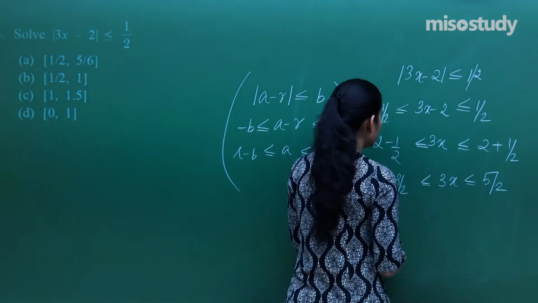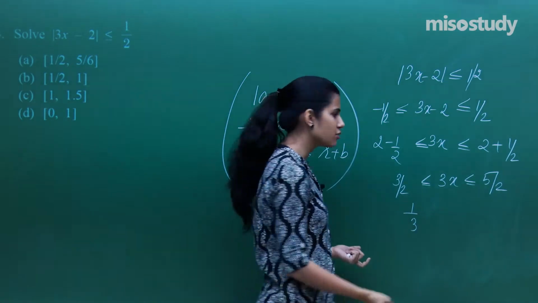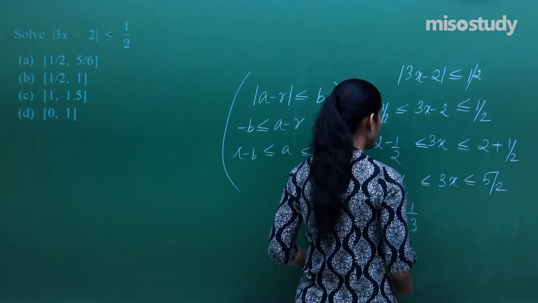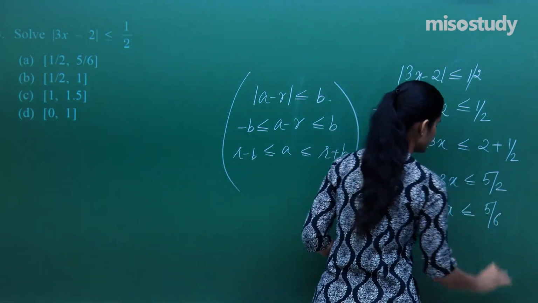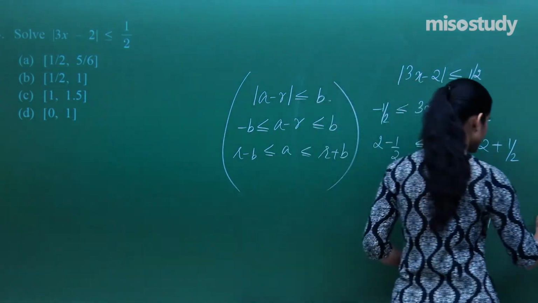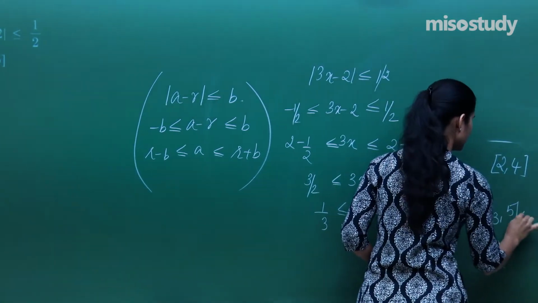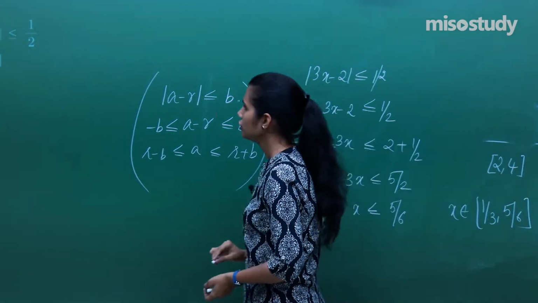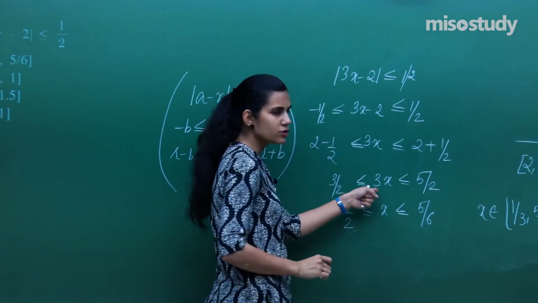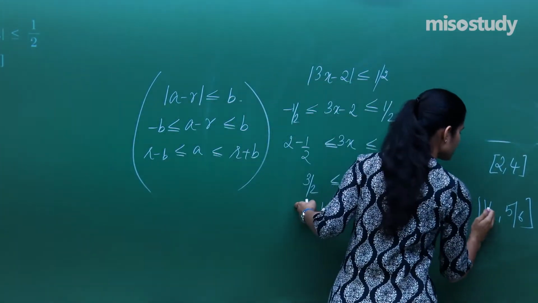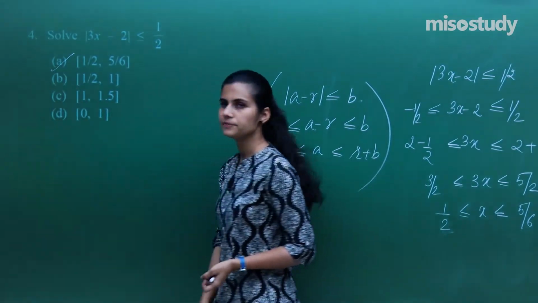Now if you divide by 3, you basically get what? You can do that because 3 is positive, the inequality is not going to change. So 3 by 2 upon 3 is less than or equal to x is less than or equal to 5 by 6. So your solution set is coming out to be 1 by 2, because 3 is going to get cancelled with 3. So this becomes 1 by 2. 1 by 2 to 5 by 6 is my solution set.